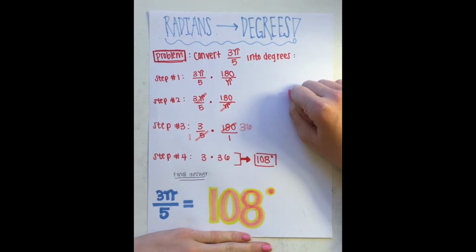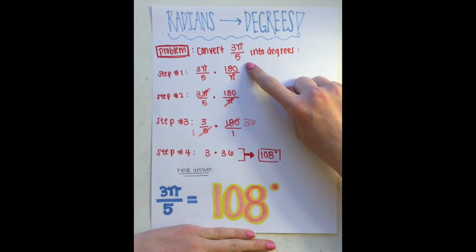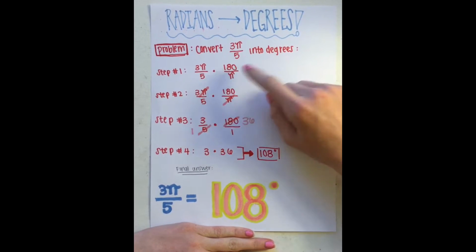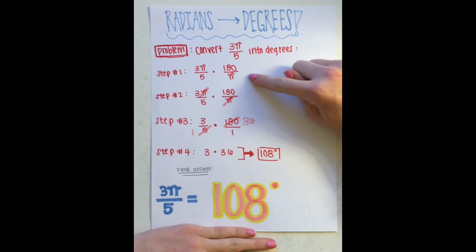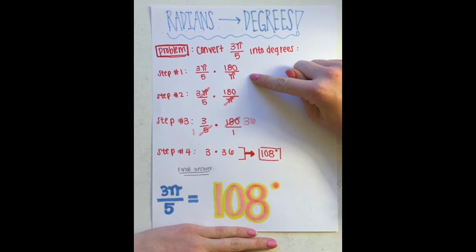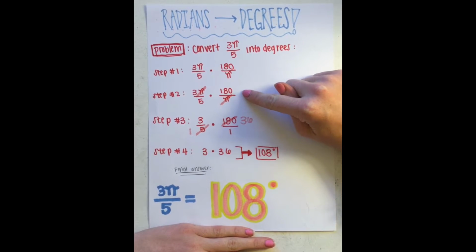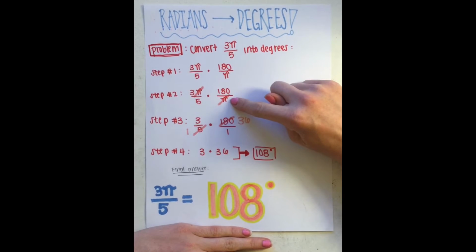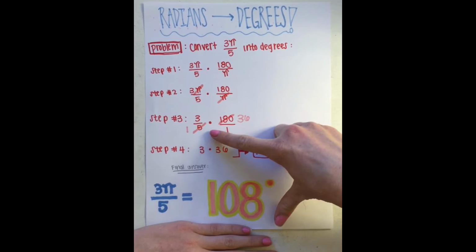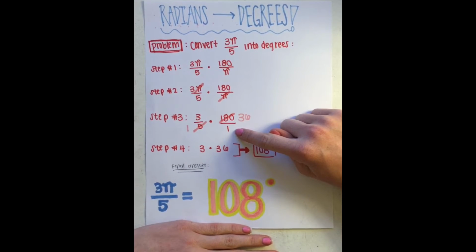And this is a completely new equation. So our problem is to convert 3 pi over 5 into degrees. So our first step would be to take 3 pi over 5 and multiply it by 180 over pi. Our second step would then be 3 pi over 5 times 180 over pi. And here you can cancel out the pi's. This would leave you with 3 over 5 times 180 over 1.